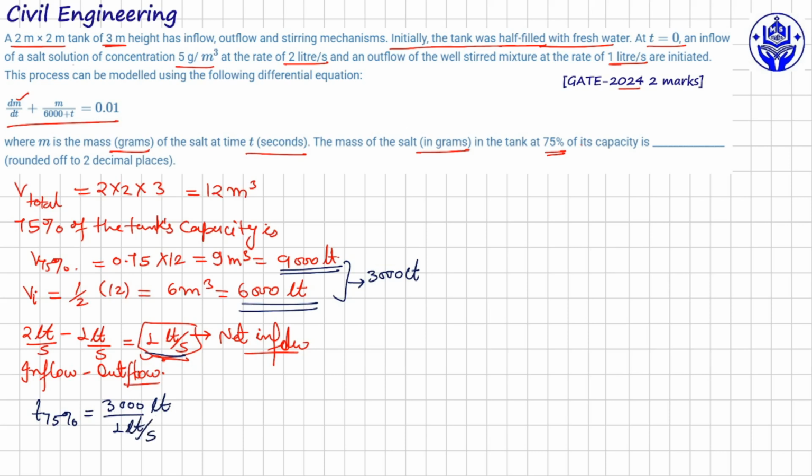It means the volume is increasing in that tank. The outflow rate is 1 liter per second and the inflow rate is 2 liter per second, but the difference is 1, so it is increasing at 1 liter per second. So we find it will take 3,000 seconds here.